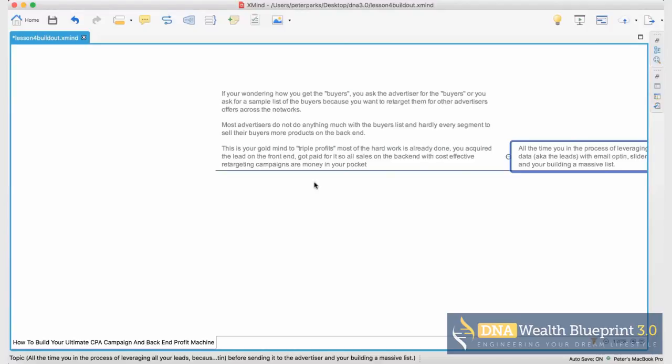You've already acquired the lead on the front end. You're nursing that lead. You've been paid for it. All the sales on the back end for the advertiser are going to be cost effective for you, because you don't have to do much heavy marketing on the back end to get those buyers to convert again for another sale. You're using either the retargeting service I'm talking about, which is Retargeting Cloud, or you're retargeting on Facebook, or using one of the other retargeting platforms. At the end of the day, this all puts money in your pocket.